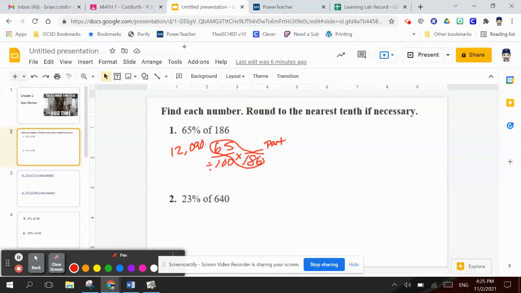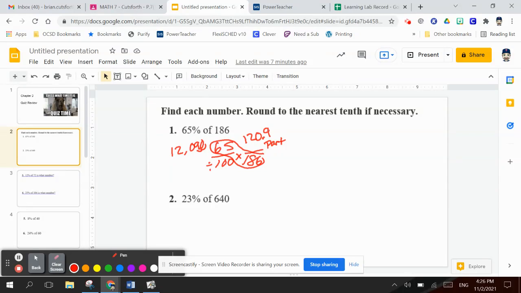So I'm going to move my decimal back 2 places. So when I divide that by 100, move it back 2 places, 1, 2. My part is 120.9.